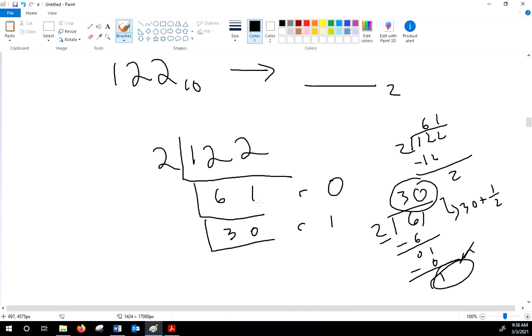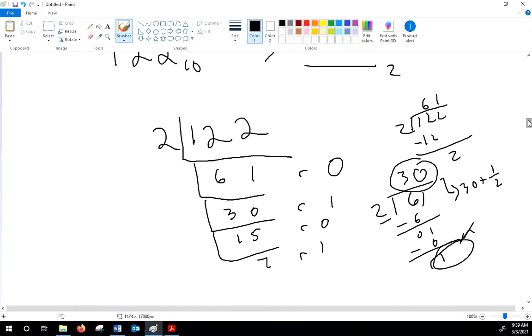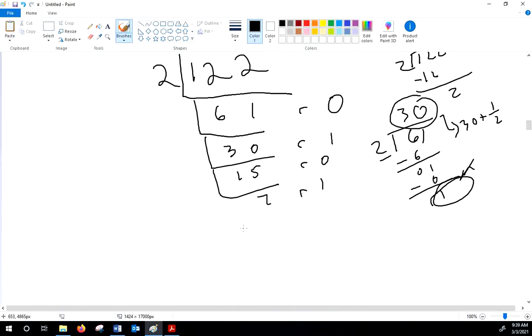All right, now let's divide 30 by 2. 2 goes into 30 15 times with the remainder of 0. Now we'll divide 15 by 2 again, and we get 7 with a remainder of 1. Let's divide 7 by 2. I get 3 with the remainder of 1. Divide 3 by 2. I get 1 with the remainder of 1. Divide 1 by 2. I get 0 with the remainder of 1.